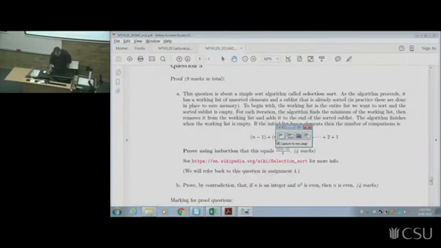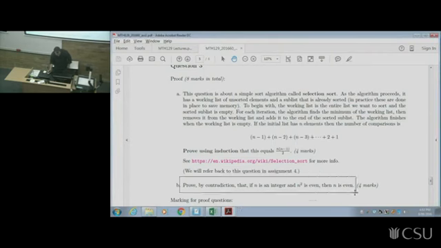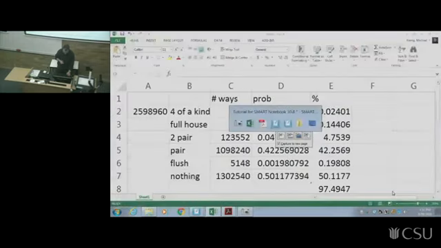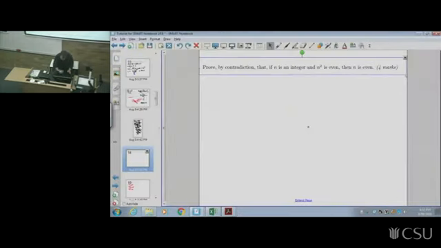The last one here was another proof. Prove by contradiction that if n is an integer and n squared is even, then n is even. You could prove this using a contrapositive as well, but I say contradiction.